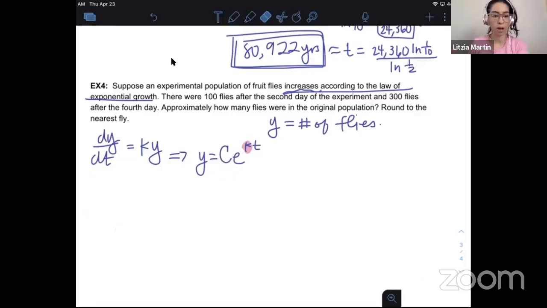So we know k should be positive, but we need to figure out what information we can use to plug in and solve. So it says that there's 100 flies after the second day. So it means when t is equal to 2, y is equal to 100. And then it says 300 flies after the 4th day.